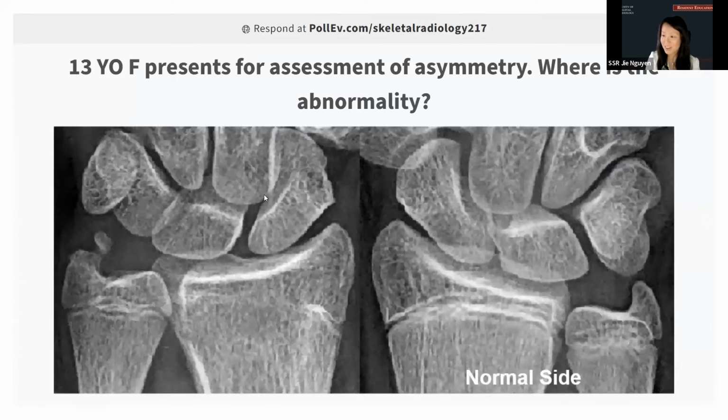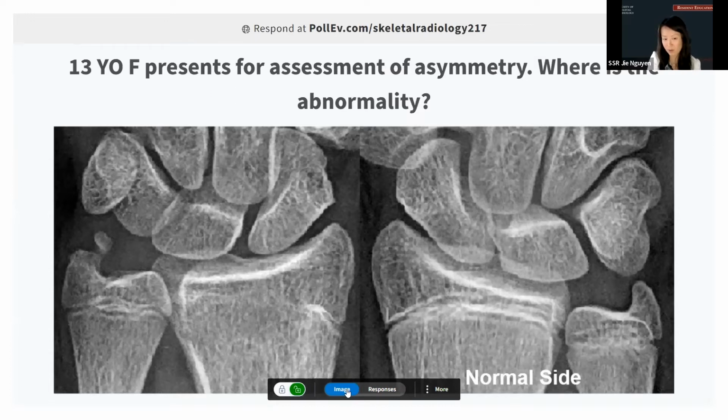Okay, another poll question for the audience. I have a 13-year-old female who presents for assessment because she just thought her wrist looks a bit asymmetric. So where is the abnormality? And in peds, we love getting that contralateral view. It doesn't mean that you have to get all 3 views or all 2 views, but you can just get that one view where you really kind of question that abnormality. And this is somewhat a trick question. I guess there's multiple answers.